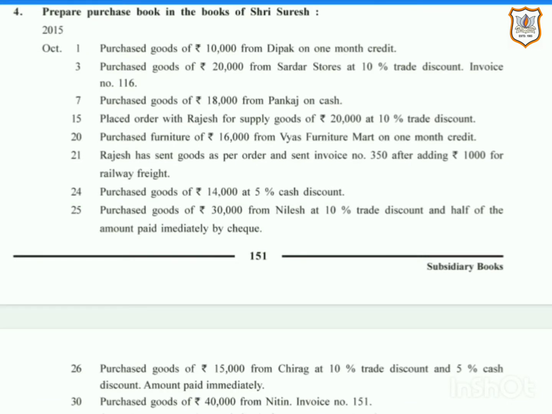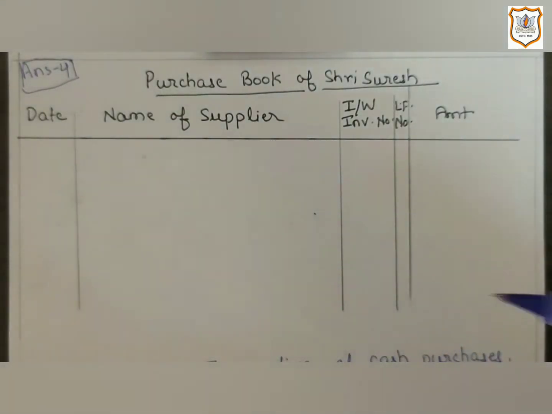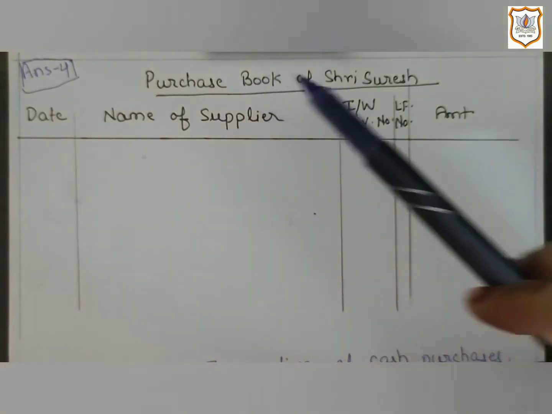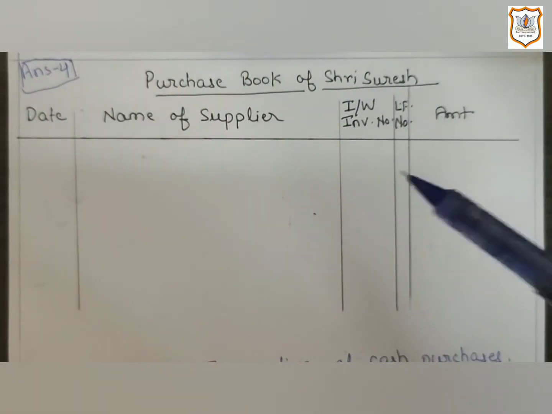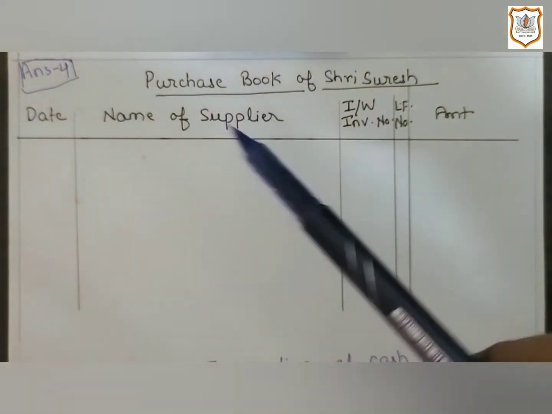So let us do question number 4 of your textbook on page number 151. I would expect everyone to open your textbook and read the question. So here we go. Here we have to prepare purchase book of Shri Suresh. For purchase book, you have to prepare 5 columns.